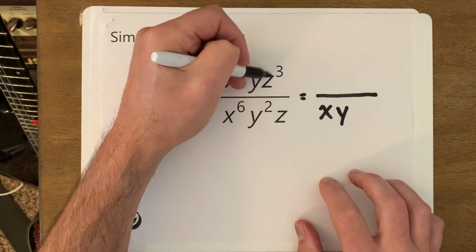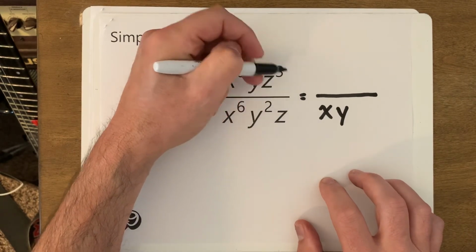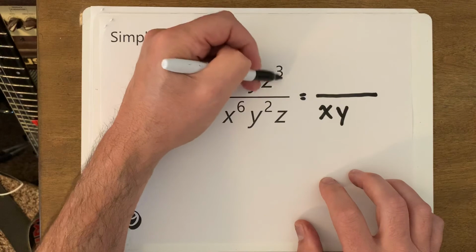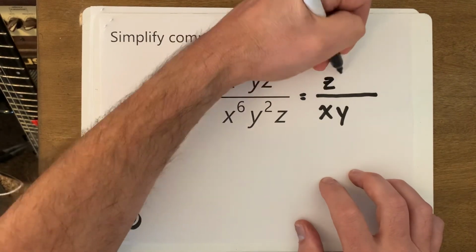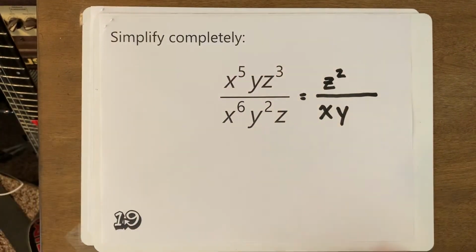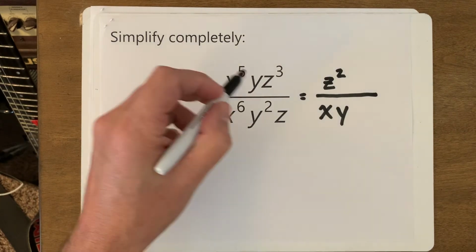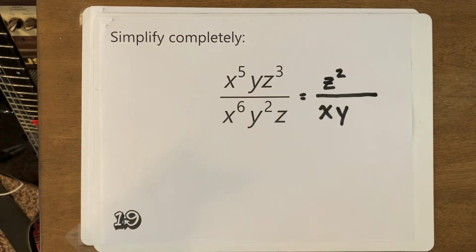3 z's in the numerator, 1 down here. This one's going to cancel with 1 of those and drop it down to a 2. And then that's it. There's nothing more you can do. Looks complicated. The answer though is very simple.